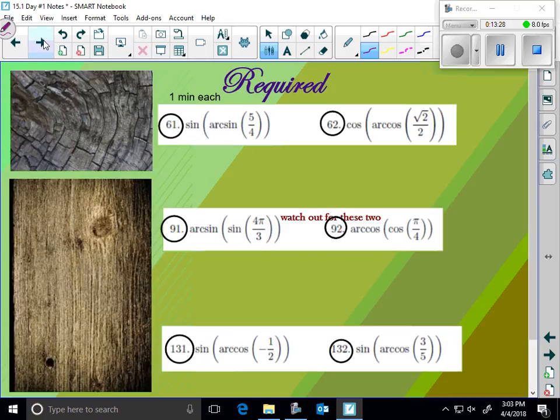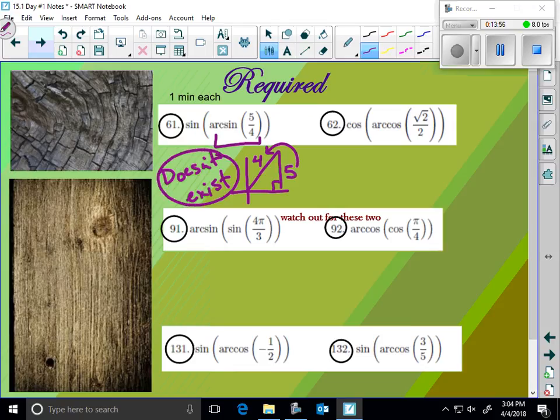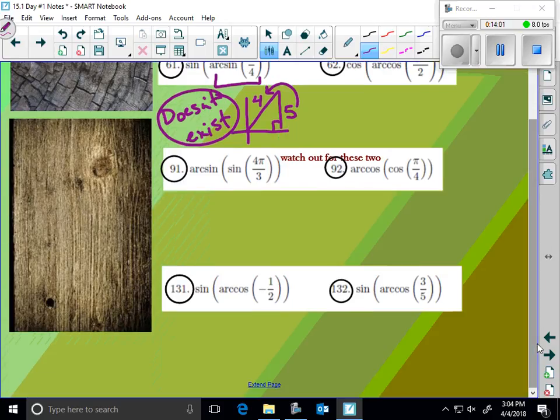Here's a good one. Okay, so the arc sine of 5/4, draw a triangle. Quadrant 1, because I see my sine is positive. Where is the sine 5/4? Wait a minute. That's a tricky one. That doesn't exist. Why doesn't that exist? Because in no way, shape, or form should a leg ever be larger than the hypotenuse. Doesn't exist. Error, right? Error. Let's try another one.